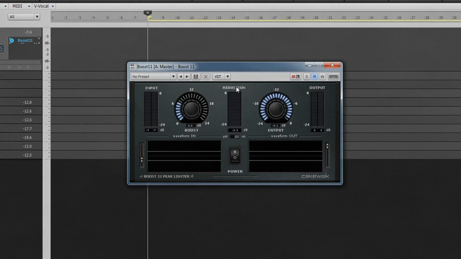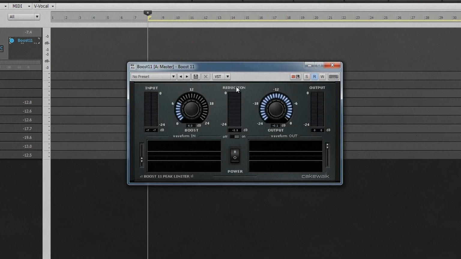It also has a program-dependent release, similar to that we've already seen on some of the compressors that we've looked at. Let's take a look at the interface. There are 3 meters, one for input, one for output, and one in the center indicates how much peak reduction is taking place at any one time.